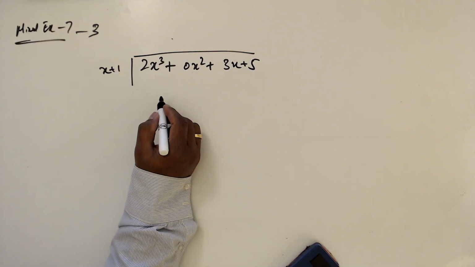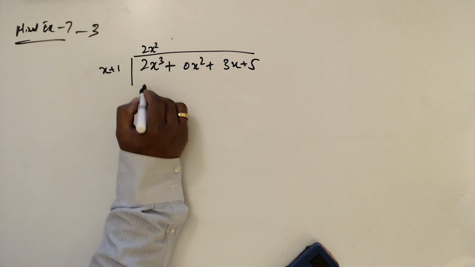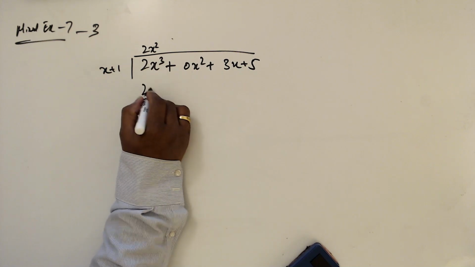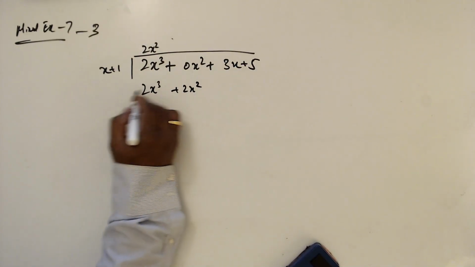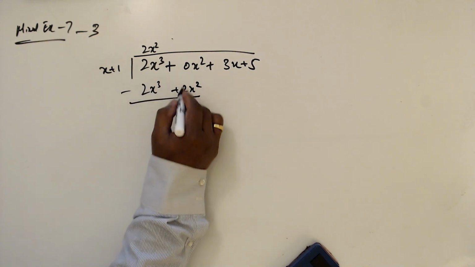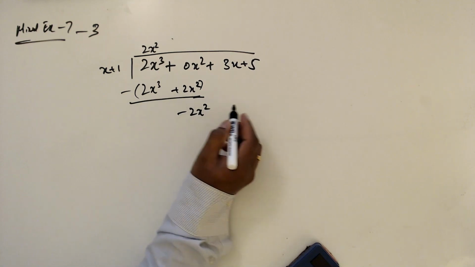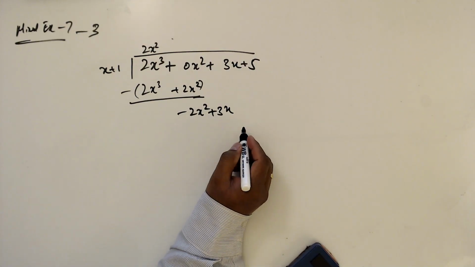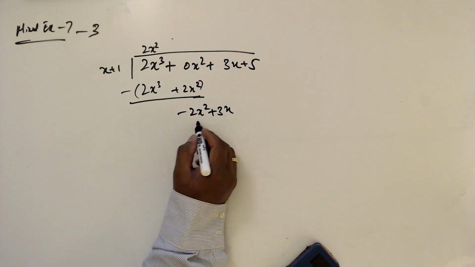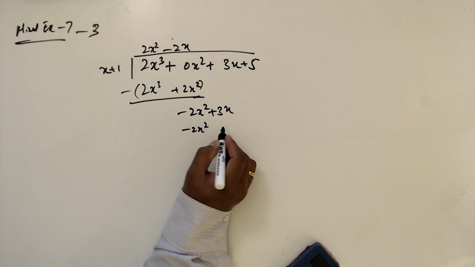Question number 3, we have to simplify. There's a division. So this is going to be 2x squared. This is going to be 2x squared times x, 2x cubed. And this is going to be plus 2x squared. When you subtract, this cancels out. And this is going to be minus 2x squared. And I'll bring this one down, 3x. And this is going to be minus 2x. Then minus 2x squared.